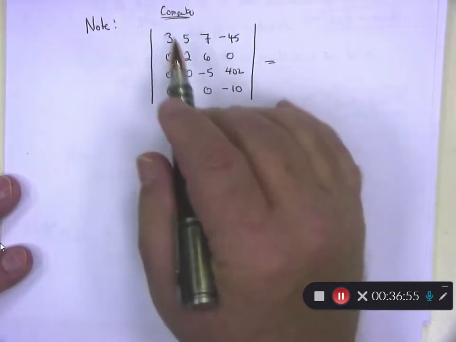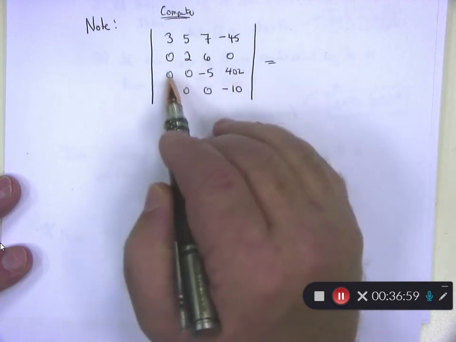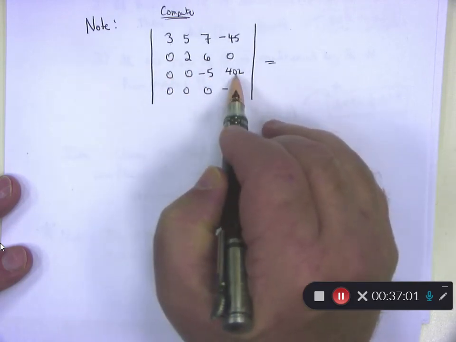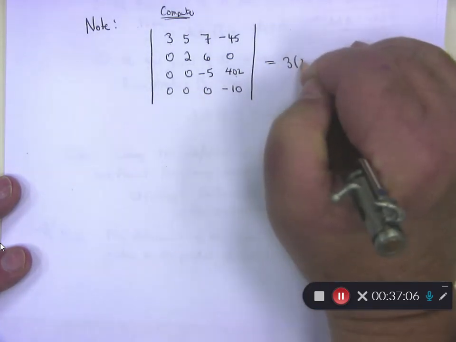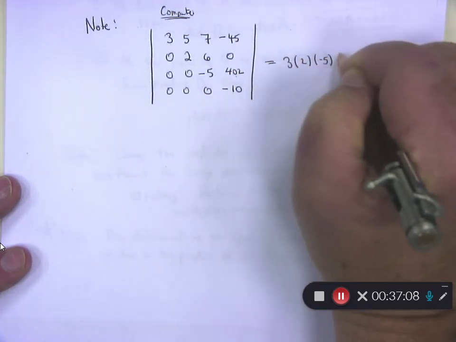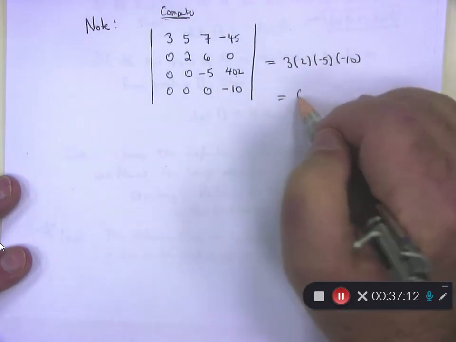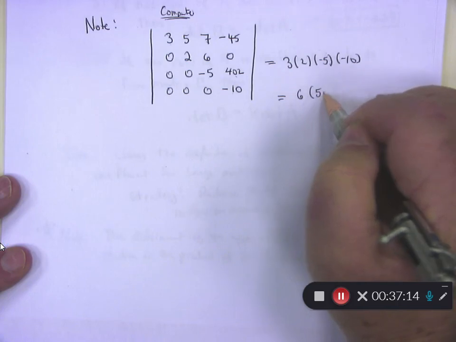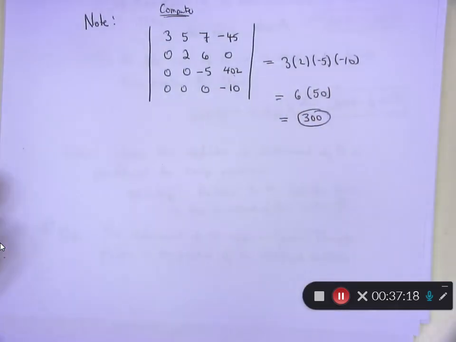What is the determinant of the matrix 3, 5, 7, negative 45, 0, 2, 6, 0, 0, 0, negative 5, 402, 0, 0, 0, negative 10? It is 3 times 2 times negative 5 times negative 10. That's what? 6 times 50. I think I can do that. What is that? 300? That is my answer.